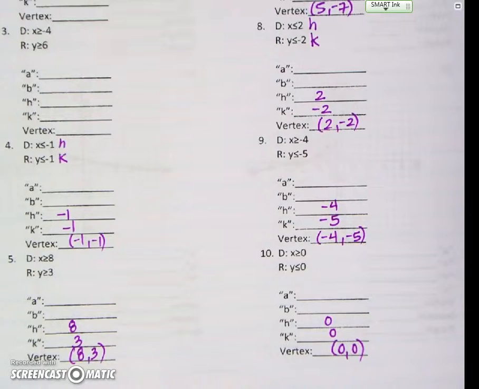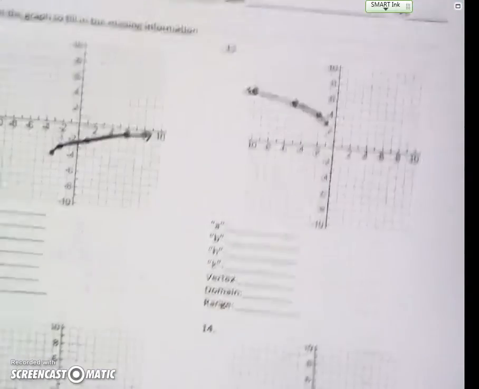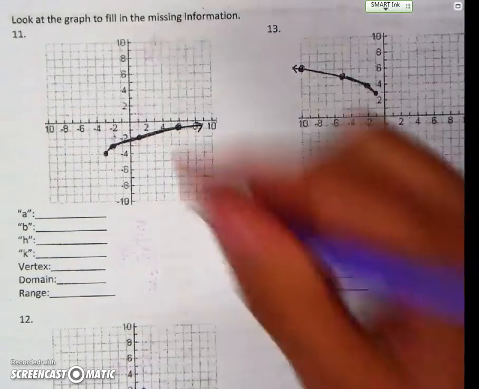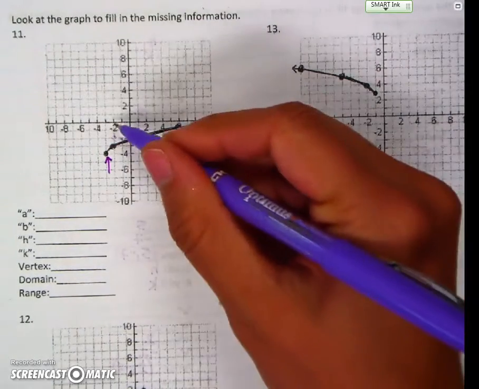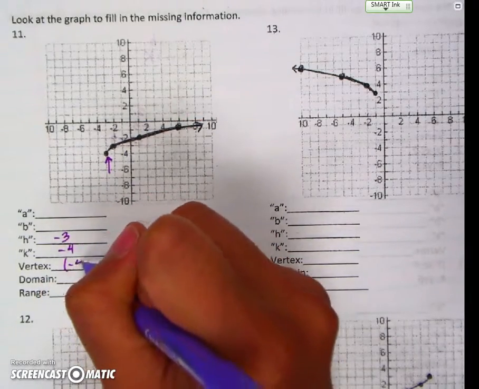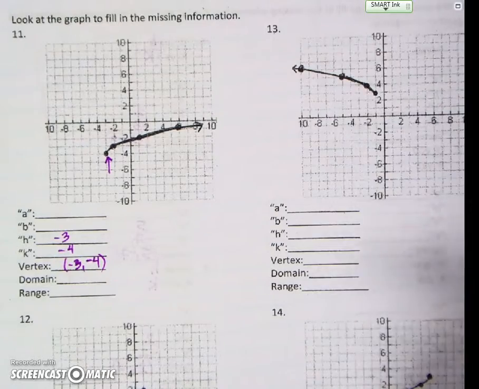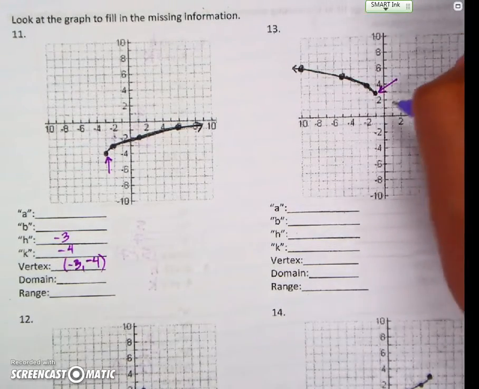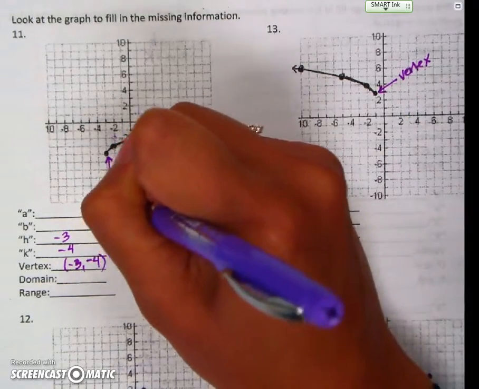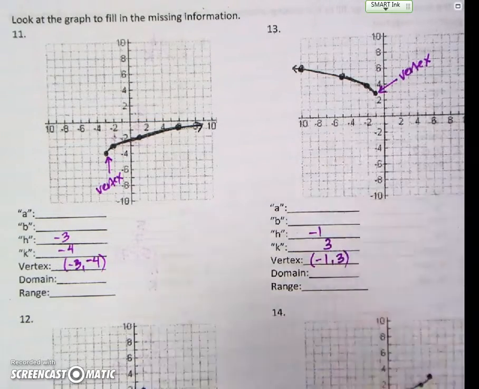Are there any questions on that? Okay, easy, right? The more challenging ones are to look at your function and figure out what the vertex is. So you have to figure out, where does your graph start? Since my graph starts there, it's (-3, -4). Some of you have (-4, -4), so just look at it closely to see which one is the correct answer. Number 13 starts here, so that's going to be (-1, 3). So your vertex is (-1, 3).